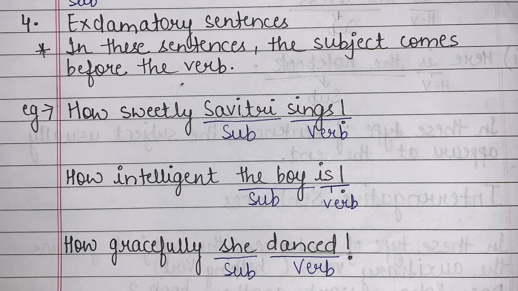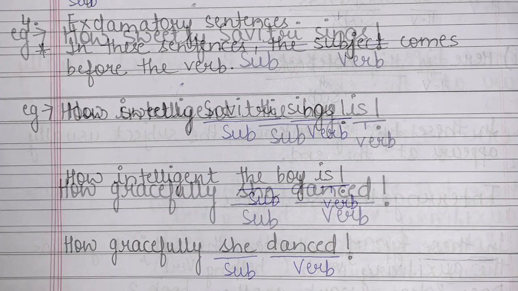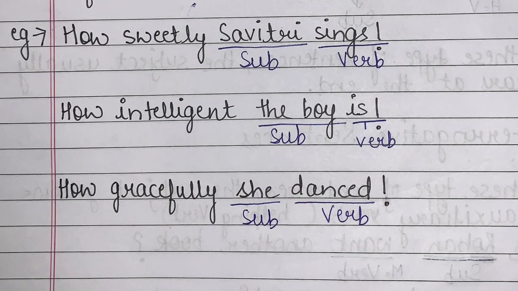Now let's see the last example. How gracefully she danced! Exclamation mark. Again, I have to first identify my verb. So what is my verb here? What action is being performed? It is danced. So it means danced is my verb and what is my subject? She danced, right? So danced is my verb and she is my subject. So students, isn't it easy to identify the subject in all kinds of sentences?